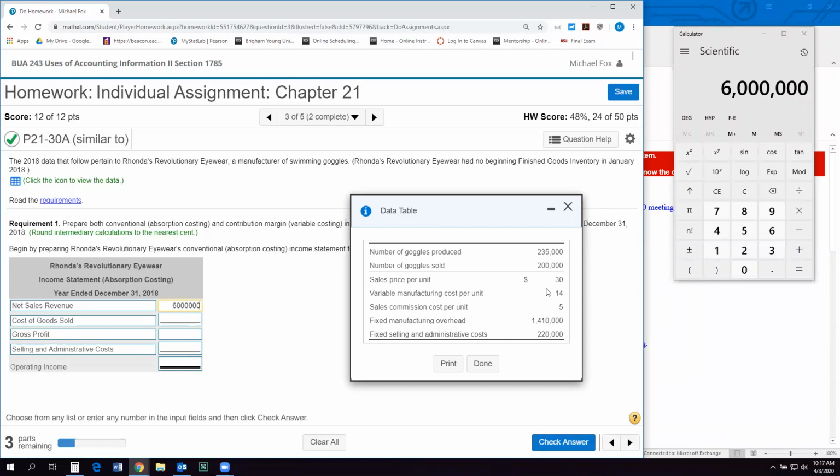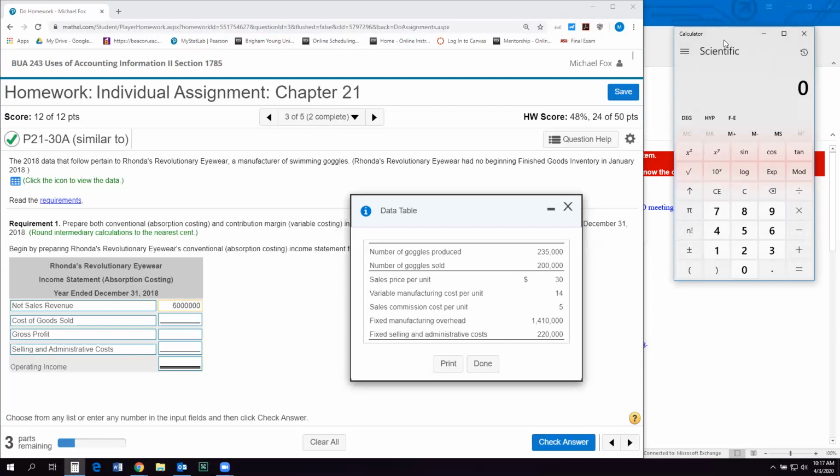And then to find my cost of goods sold, I've got to figure out all my costs of making it, which is going to be my variable manufacturing costs plus my fixed manufacturing overhead per unit. And this is the real difference: under absorption costing, we include that fixed manufacturing overhead as part of a unit's cost. And then the sales commission and the selling and administrative costs, we're going to call those all together selling and administrative. So cost of goods sold is going to be the $14 per unit variable, plus I've got to figure out how much of this fixed manufacturing overhead goes per unit.